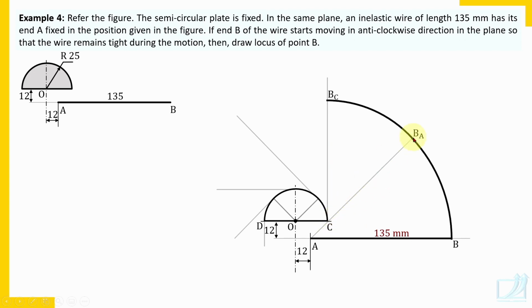Take distance CB in compass and same point C as a center. You draw arc of a circle again up to the first tangent to the circle. This line is tangent to the circle. And when line becomes tangent to the circle or the semicircle, winding action starts. So from this position onwards winding action starts.